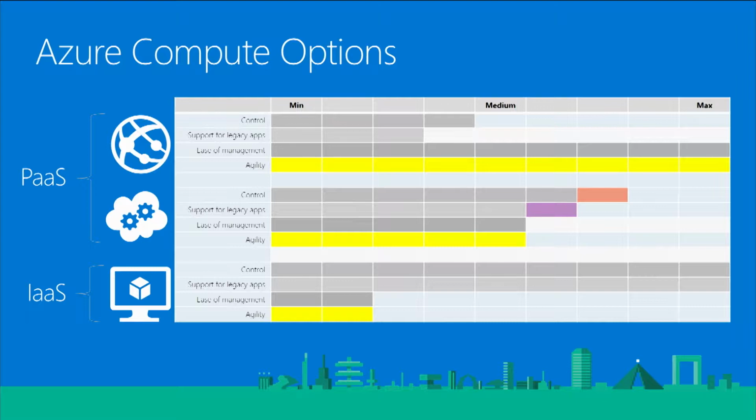When we start talking about platform as a service solutions, the solution that is closest to virtual machines is cloud services. Cloud services gives us some control and support for legacy applications. If you need to install a driver, you can create a startup script in PowerShell and install what you need. So it gives you a level of support for legacy applications and gives you a level of control. These are actual virtual machines, so you can do interesting things. You can control endpoints and things like that.